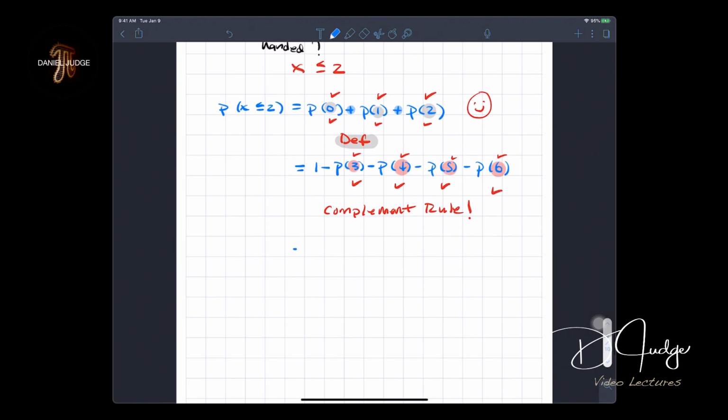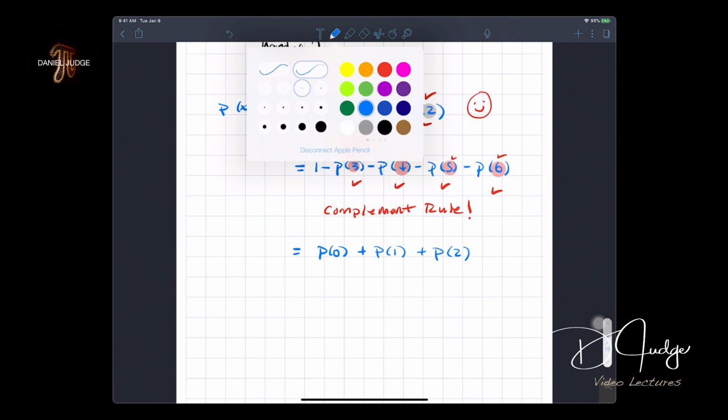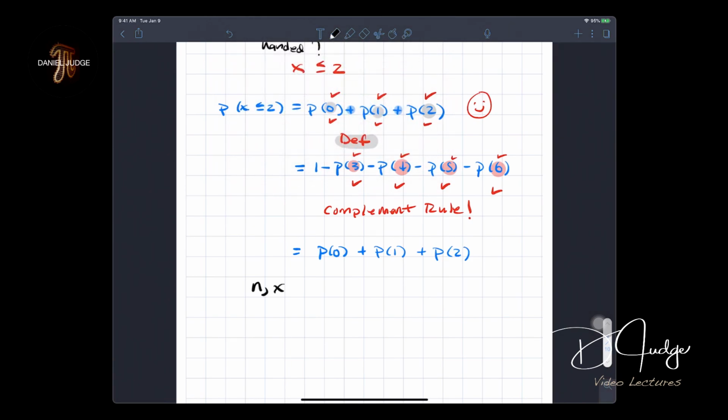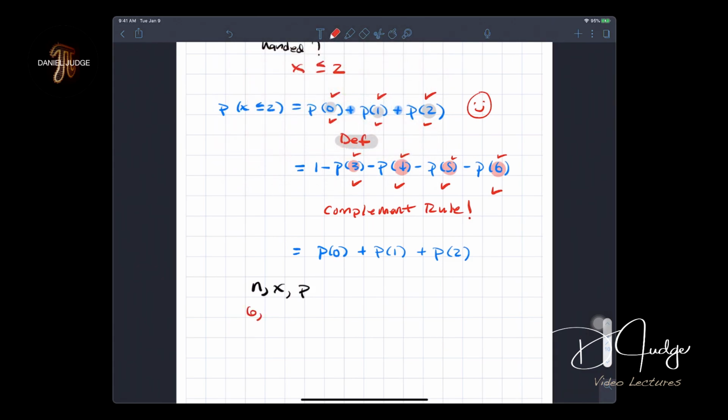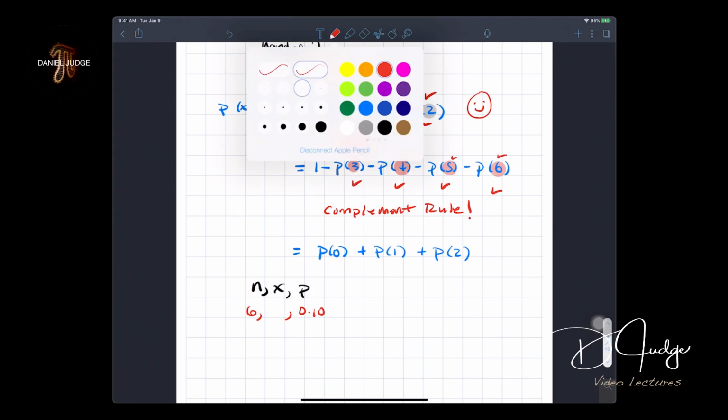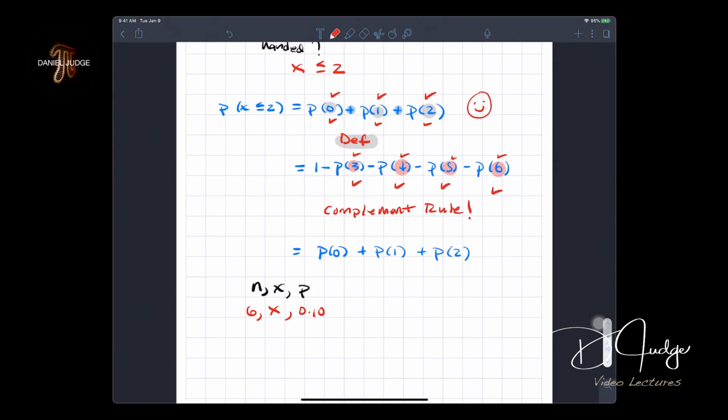So since I know I'm using the definition, P of 0 plus P of 1 plus P of 2, we're going to have to find these things. Now remember, we need N, we need X, we need P. And N here is 6. X changes. Little p is 0.10. So X here will change. Here, this is the X value. Here's my X value. Here's my X value.